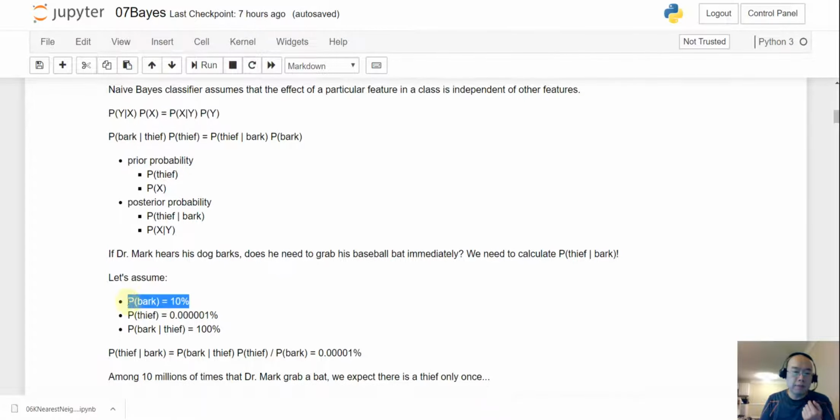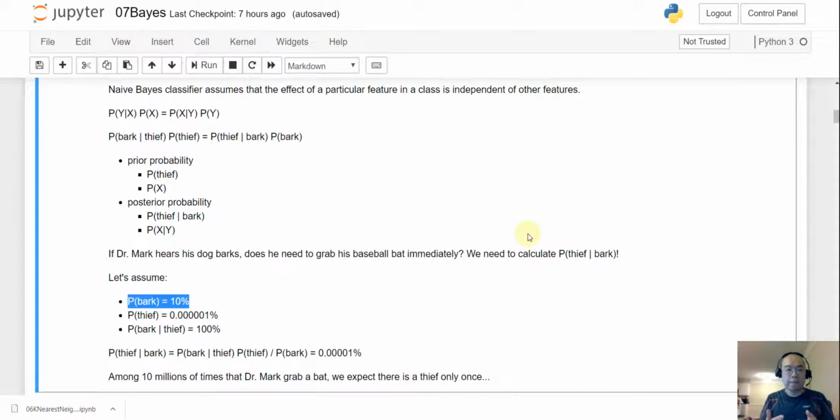Let's say he has a relatively noisy dog and the dog barks 10% of the time. And Dr. Mark lives in a relatively safe community, so the probability of having a thief is very low. Let's also assume his dog is protective enough that when the dog sees a thief, it will bark, guaranteed. So we are dealing with this kind of probability.